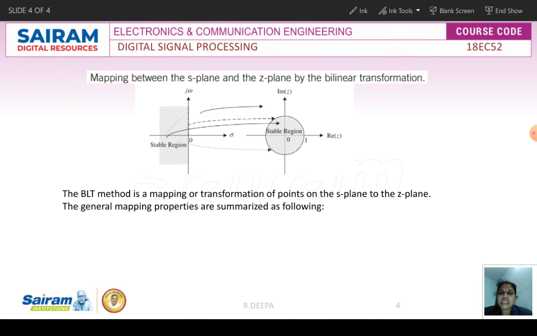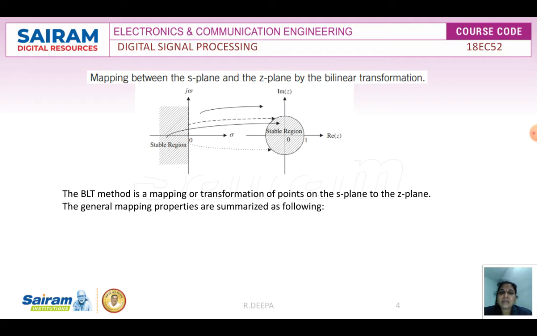This bilinear transformation method is nothing but a mapping of points. Whatever points you have in the s plane, we are trying to map in the z plane. The property we observe is that the left half of the s plane is mapped inside the unit circle of the z plane. Any points in the stable region of the left hand side of the s plane are mapped inside the unit circle of radius 1 of the z plane.